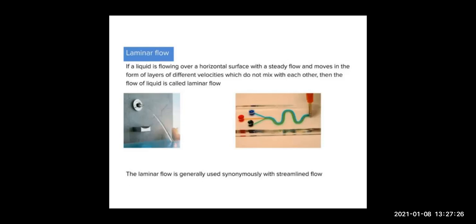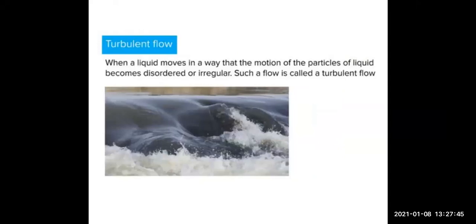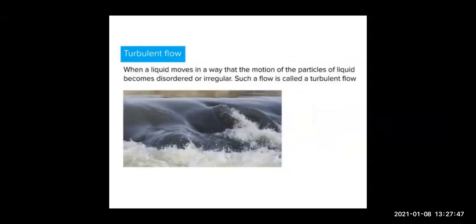So in laminar flow, the fluid moves with a steady flow in the form of different layers of different velocities, but they do not mix with each other. That flow of liquid is called laminar flow. Let's talk about the other flow. Here you can see turbulent flow. Turbulent flow is irregular, mixing or overlapping.